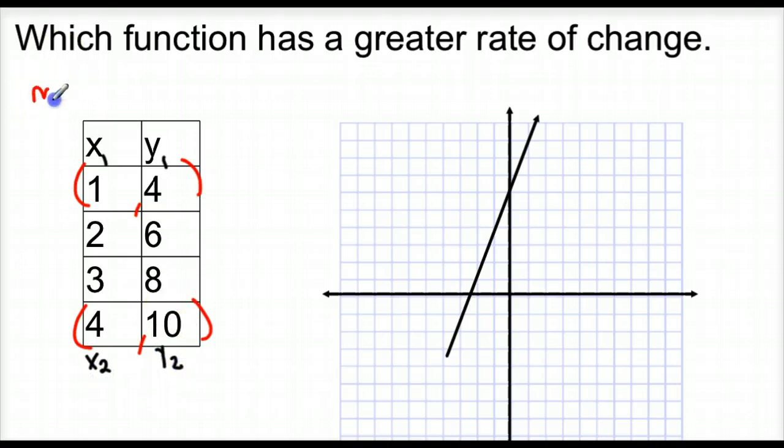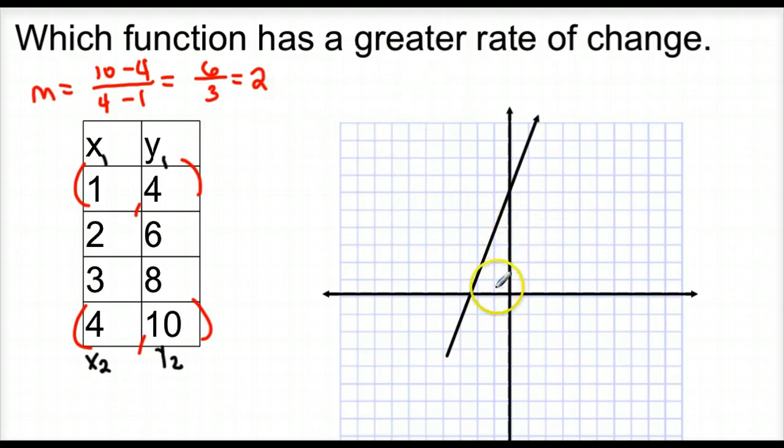Alright, so we've got m equals y sub 2, which is 10, minus y sub 1, which is 4, over x sub 2 minus x sub 1, 4 minus 1. 10 minus 4, we get 6. 4 minus 1, we get 3. If you can simplify, I would definitely simplify. So this one has a rate of change of 2.